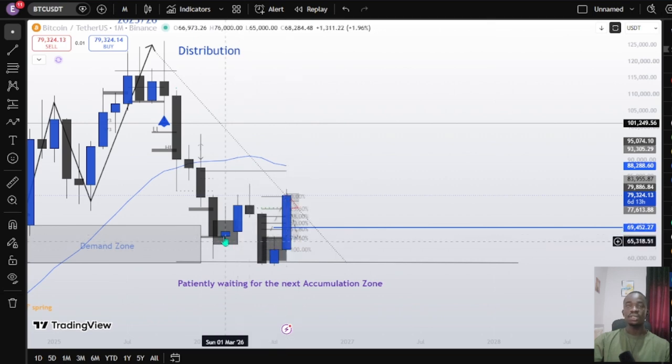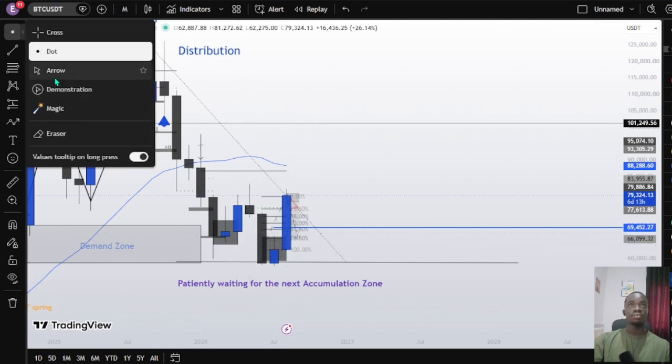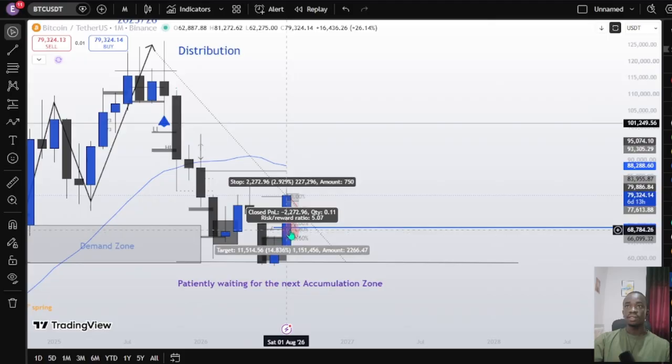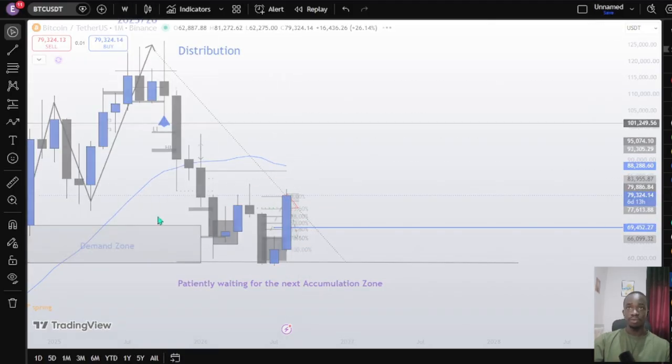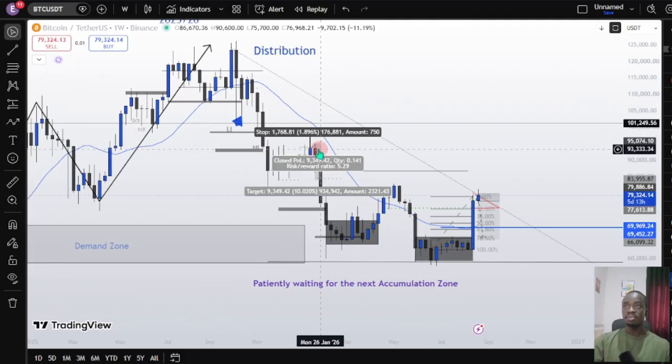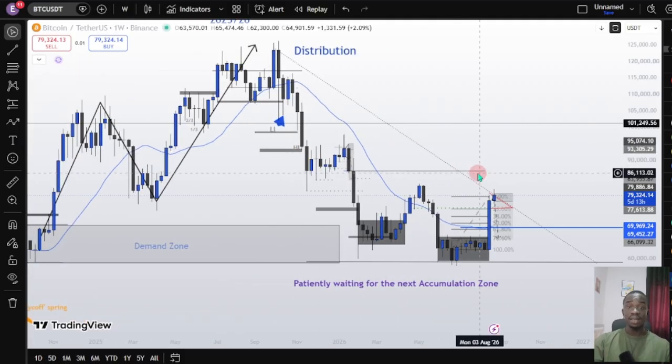Let me change this from a dot to something more. All right, so to this zone, they're definitely going to buy. Now let's go to a smaller time frame. Let's put it on the weekly time frame. I'm going to do this step by step, and I will explain the basis of my argument for you.